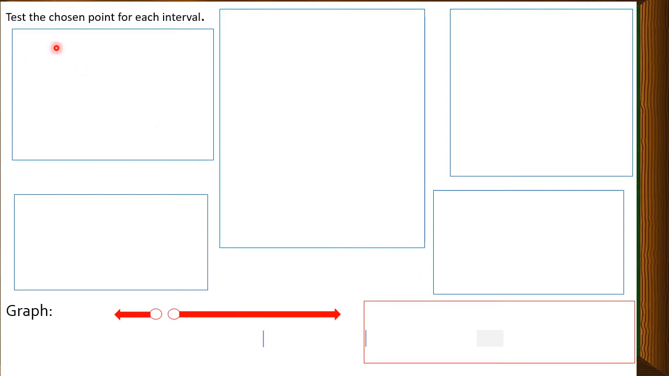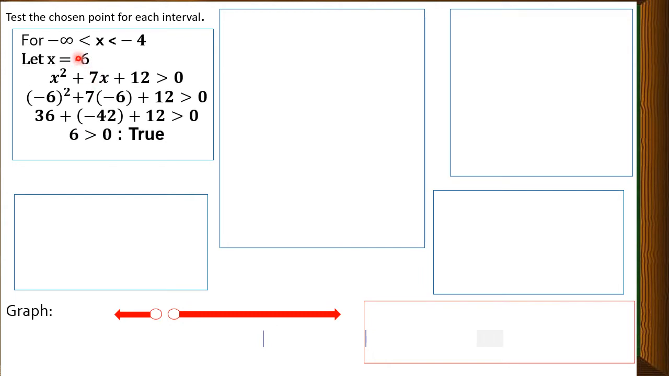Then we are going to test the chosen point for each interval. For the interval x less than negative 4 but greater than negative infinity, we chose negative 6 as our point. So copy the original inequality: x squared plus 7x plus 12 is greater than 0. Next, substitute x by negative 6. So the quantity of negative 6 squared is equal to 36. 7 times negative 6 is equal to negative 42. Bring down 12 is greater than 0. Simplify further.